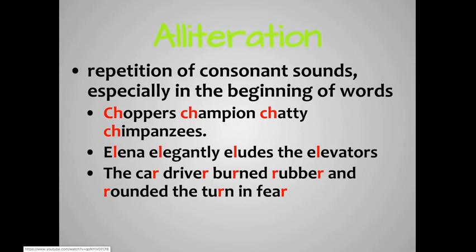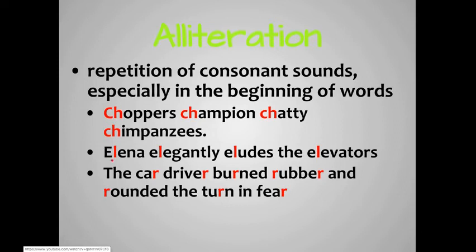The next one, I'm sure you're pretty familiar with, and that is alliteration, repetition of consonant sounds at the beginnings of words. And remember that not all consonant sounds are only one letter. Ch, for instance, we do not have a letter for in English. Other languages have a separate letter for that sound. We do not. We combine C and H for it. But Chopper's champion, chatty chimpanzees, is alliteration.